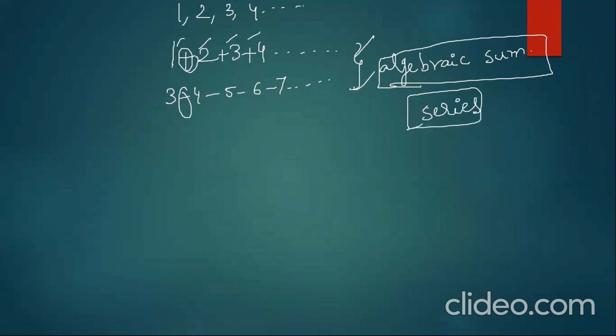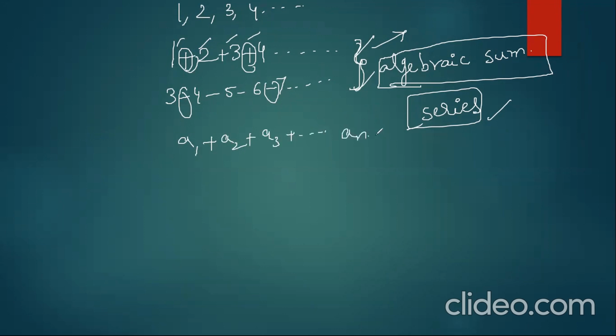So what is a series? If the terms of a sequence are connected by either plus or minus, the algebraic sum we get as the result can be called a series. Generally, the series can be represented as, let us take the terms here, a1 plus a2 plus a3 plus so on, an.